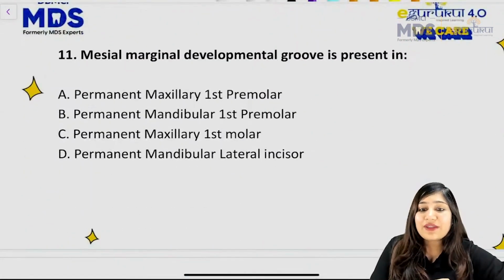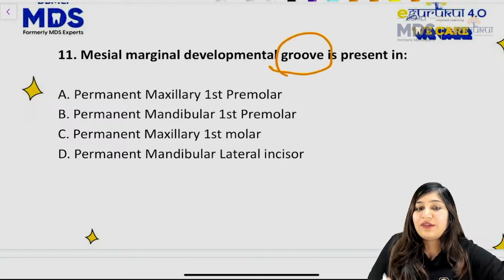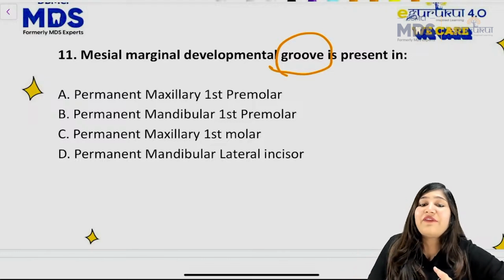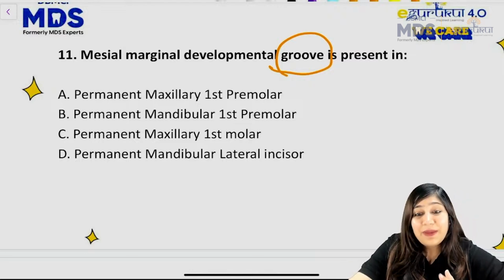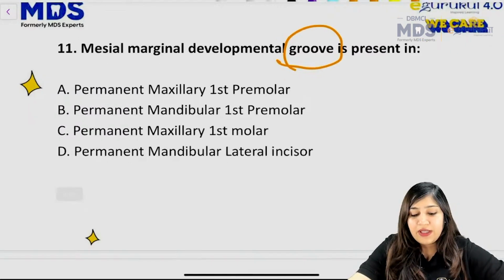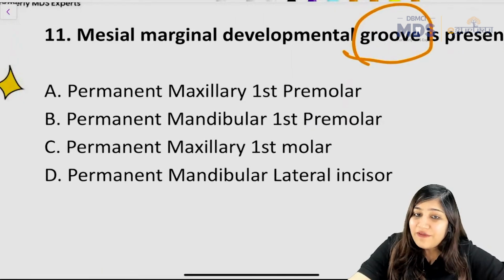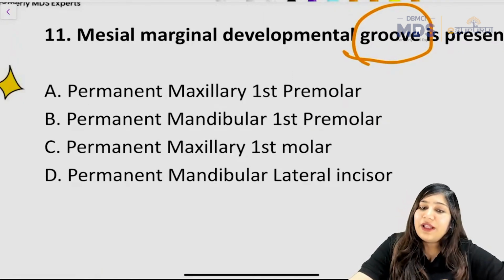Now coming to our next question. Mesial marginal developmental groove is present in. This groove never leaves us. It is very important. We have another, the mesiolingual developmental groove. We have supplemental grooves, right? So this mesial marginal developmental groove is a characteristic feature of which tooth? Is it permanent maxillary first premolar? Is it permanent mandibular first premolar? Permanent maxillary first molar? Or permanent mandibular lateral incisor?